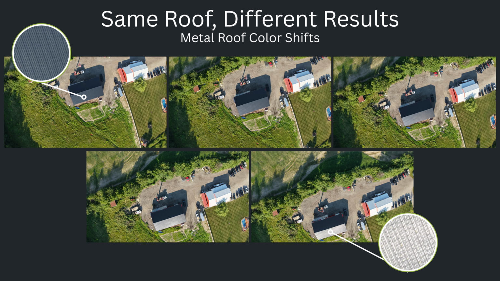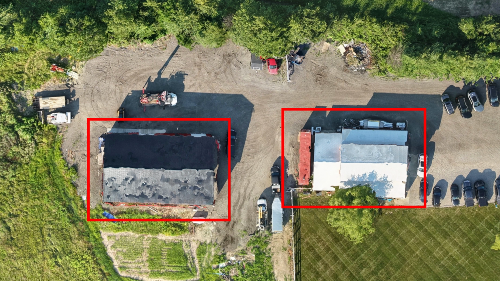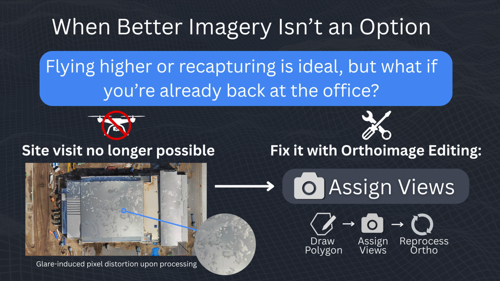When these images are stitched together into an orthophoto, the result can look patchy or inconsistent, with visible color seams or tone breaks across a surface that should be uniform. While flying higher or capturing better quality images can help, that's not always an option, especially if you've already left the site. That's where the OrthoImage editing tool can help you out.